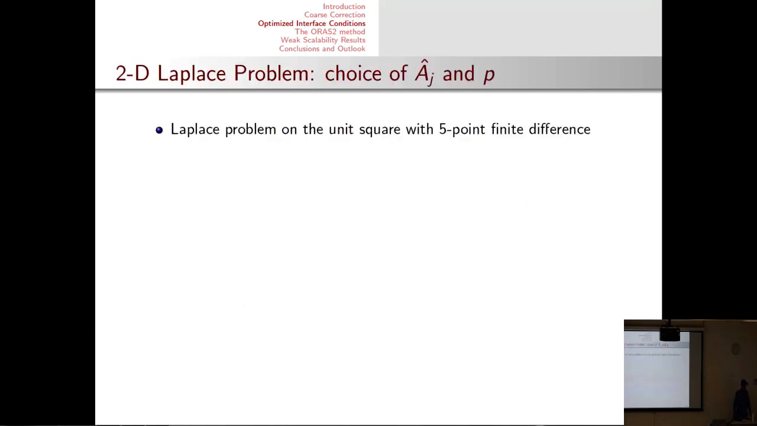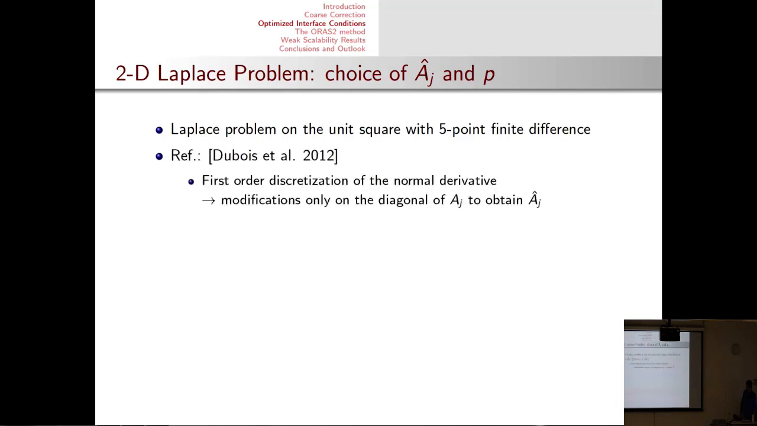So for my scalability test, later I will do the 2D Laplace problem on the unit square with a 5-point finite difference. As in the reference I mention here, if we take a first order discretization of the normal derivative, we only have to modify the diagonal elements on the local matrices to obtain the A hat J matrices.